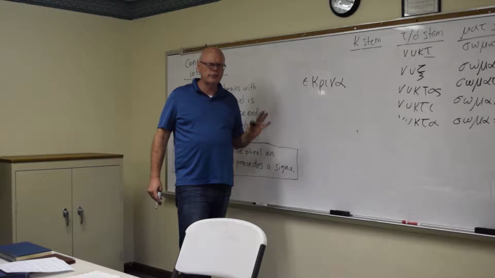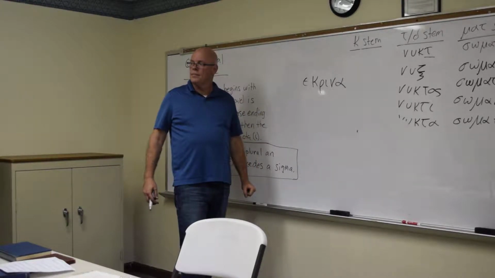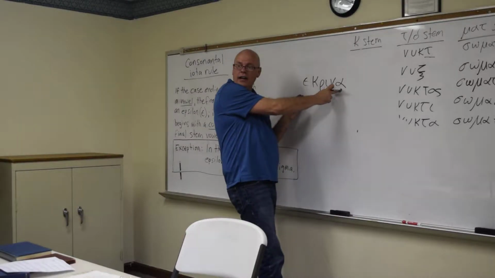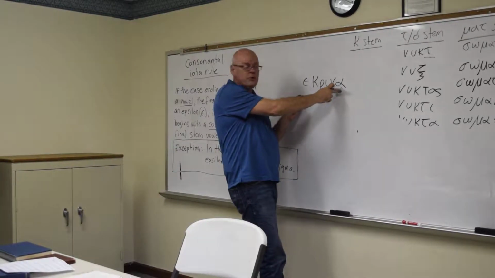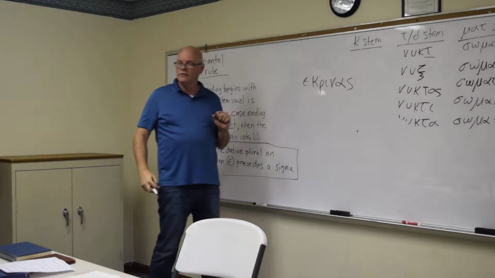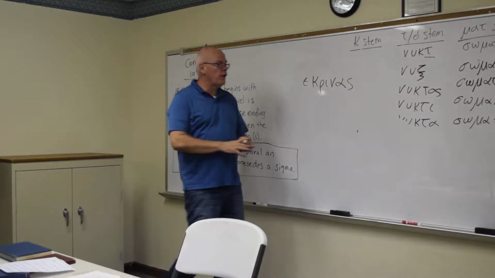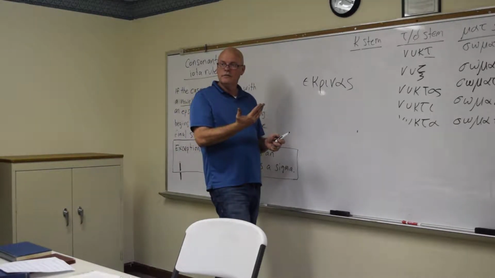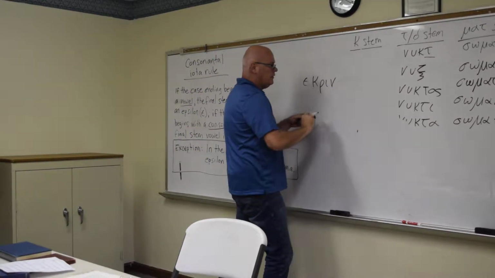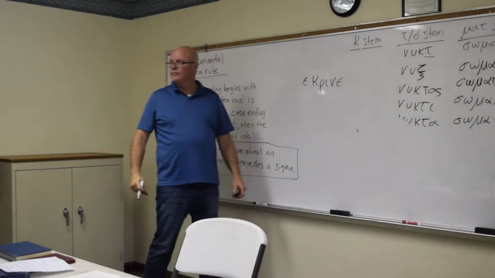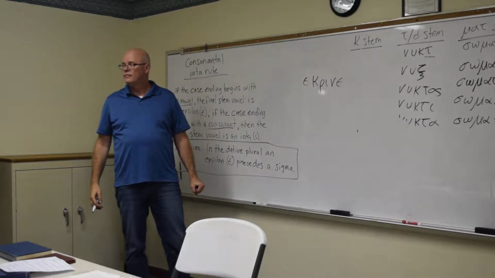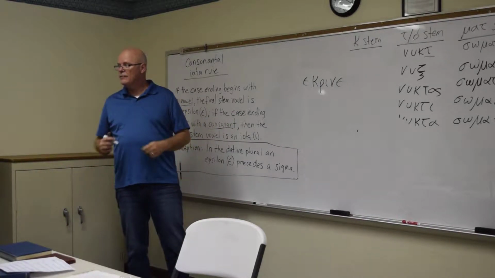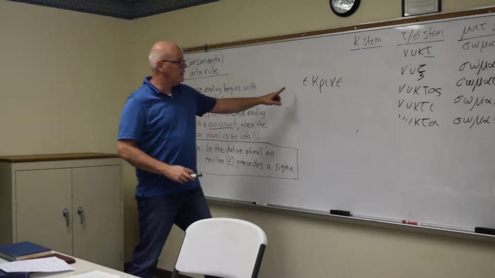I'm sorry, crino. See that? And so then if I want to make this into a second person, I just add my sigma to make it second person. If I want to turn it into a third person, what do I do? Take that out, put that in. Simple as that. And you do the same thing for your plurals.